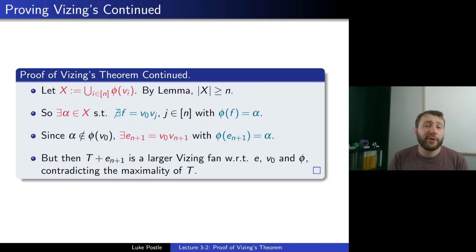But then you get a contradiction, right? Then T plus e_{n+1} is a larger Vizing fan with respect to e, v0, and φ, contradicting the maximality. So we make a little counting argument and realize that if you take a maximum one, it won't actually be maximum. It's very delightful. So the whole thing collapses by contradiction; you could have extended the coloring. You could actually turn this into an algorithm that tells you how to color by doing those various switches, but this ends up concluding our proof.